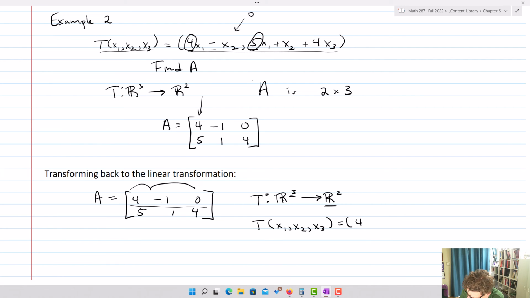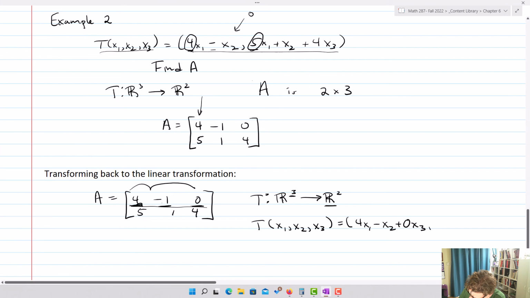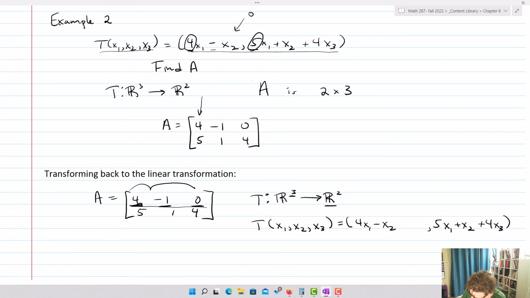This is going to be 4x1 minus x2 plus 0x3. See that? 4x1 minus x2 plus 0x3. And then 5x1 plus x2 plus 4x3. Get rid of your 0x3 because you don't need it. And there's your linear transformation.